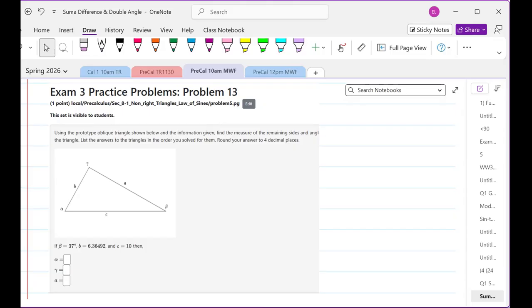So the question is not going to ask you how many triangles it produces. It's just going to ask you to solve the triangle. It's not going to draw the picture for you, though. It's just going to give you the angle and two sides.